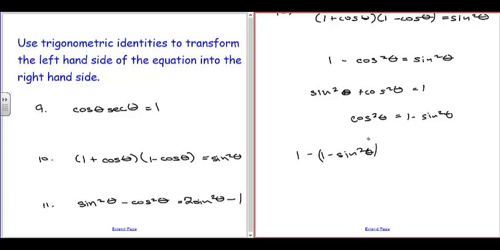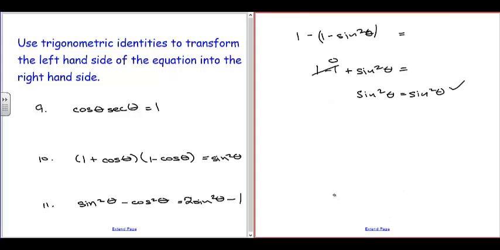Now you've got to be careful. Notice I put the parentheses here because I want to make sure this negative gets multiplied by both terms. So you get 1 minus 1 plus sine squared theta. And those go to 0. So the left-hand side becomes sine squared theta. The right-hand side is sine squared theta. And once you get to a point where they're equal to each other, then you're done.